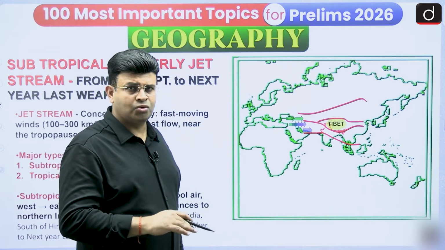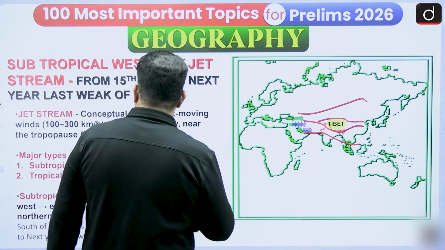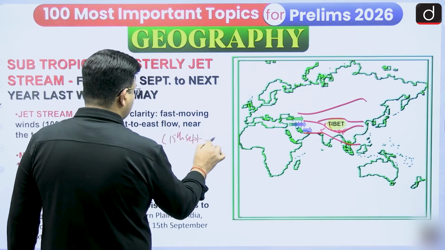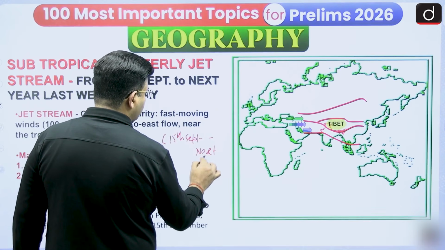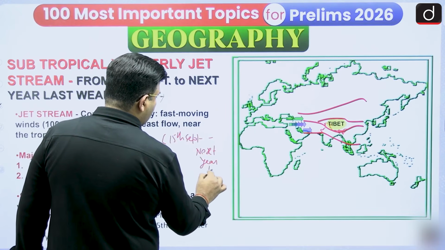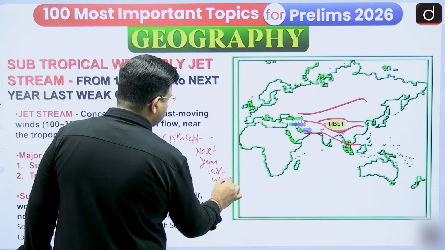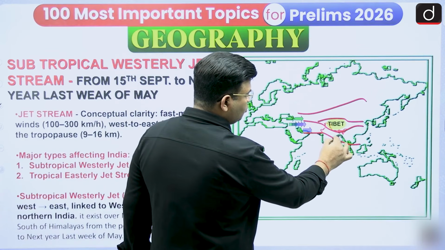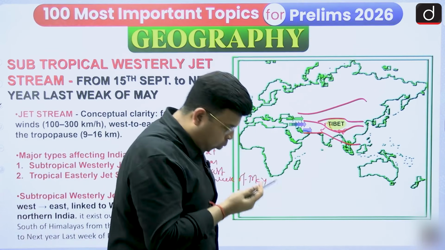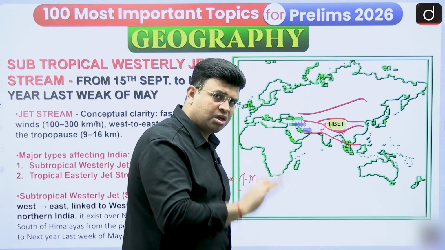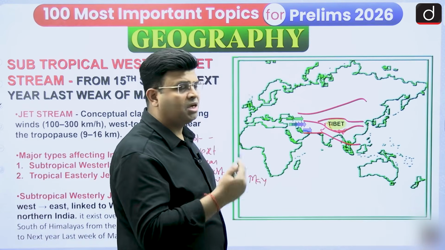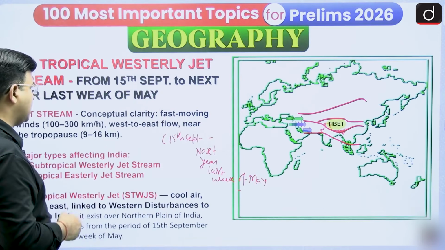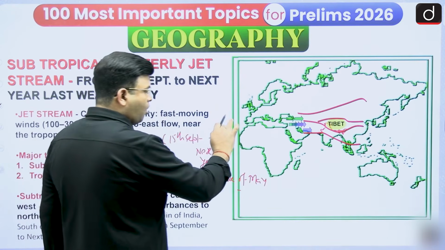In that region, air descends, and this phenomenon exists from 15th September to the last week of May the next year. When the subtropical jet stream is in the south of the Himalaya, air descends from it, and because of that, northern India is under high pressure.